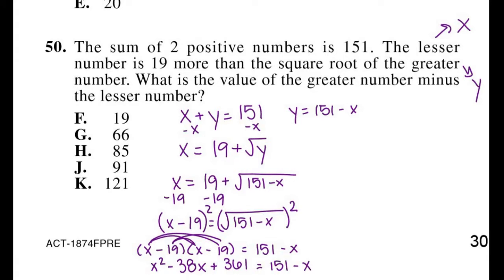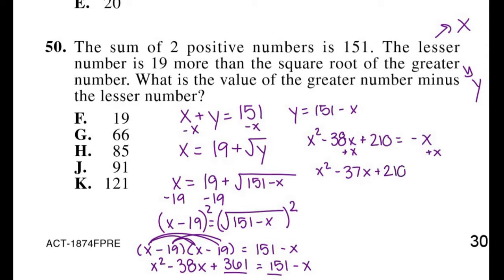We can then simplify by combining like terms. So we will subtract 151 from both sides. So we get x squared minus 38x plus 210 is equal to negative x. Now we can bring this x over to the left side of the equation. So we now get x squared minus 37x plus 210 is equal to 0.